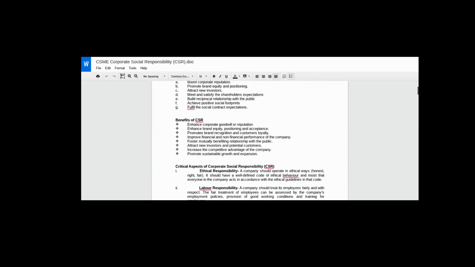Some of the expected benefits of CSR are: one, it enhances corporate goodwill or reputation. Two, it enhances brand equity, positioning, and acceptability. Because for companies that do CSR genuinely, customers, the public, and the community are always proud to associate themselves with that brand.